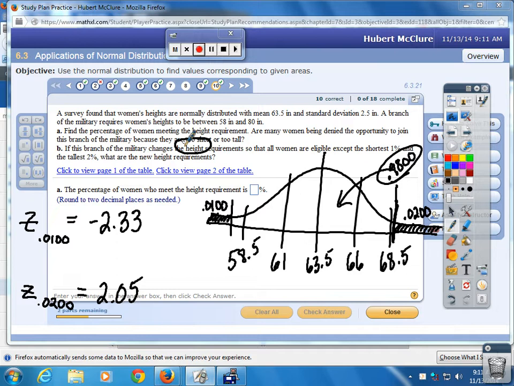So, let's go up here. So Z sub 0.0100. Oh no, that's not what I want. I want to put X at 0.0100 is equal to my 2.5 times negative 2.33, sigma Z plus mu, and somebody crank that out.